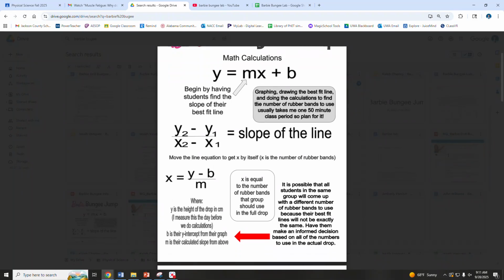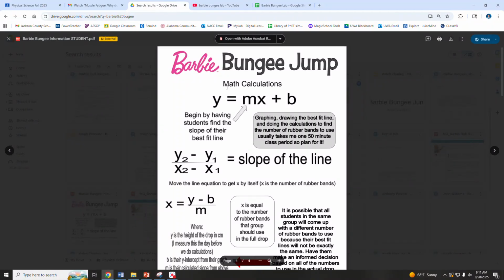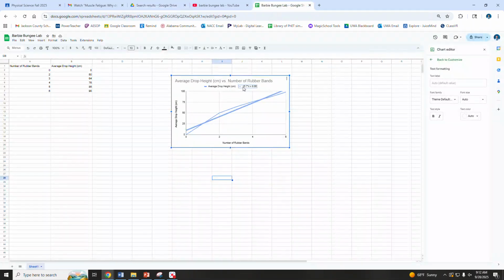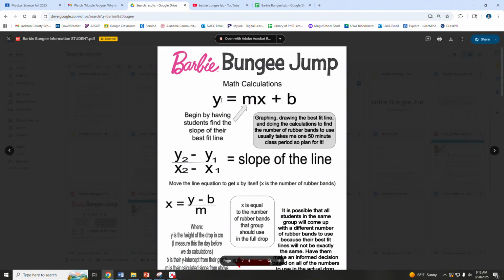So if we're given a drop height of, let's say, 155 centimeters, that's not what your drop height is, but we would plug 155 in, and then we would solve for x. So here, our unknown, this is our y is equal to mx plus b equation. X is the number of rubber bands that we'll need. So we'll plug in our unknown height into y, and then solve the equation for x to find the number of rubber bands that we need for that drop height.